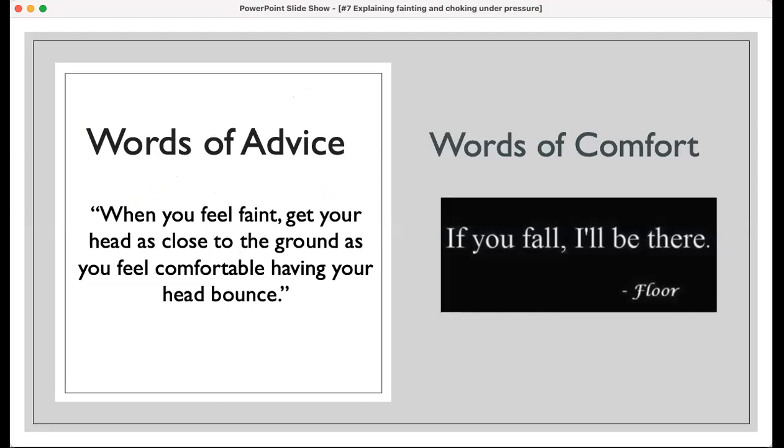The words of advice: when you feel faint, get your head as close to the ground as you feel comfortable. So words of comfort: if you fall, I'll be there, and that's floor. So if you suspect anybody is feeling faint, saying they're dizzy, doesn't matter where you are, make sure you get them at least down, horizontal, get their feet up, even though it might be fairly embarrassing.